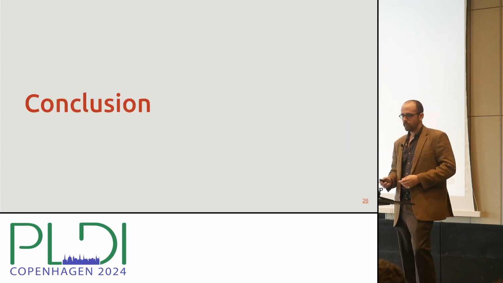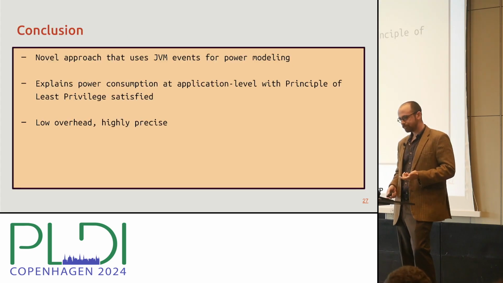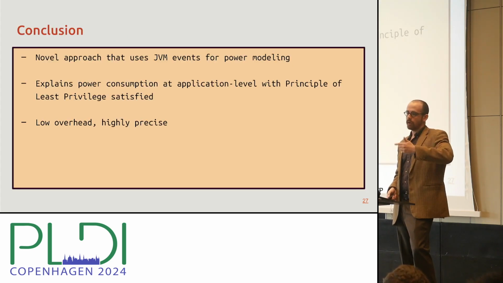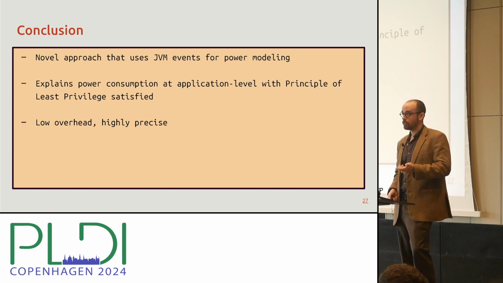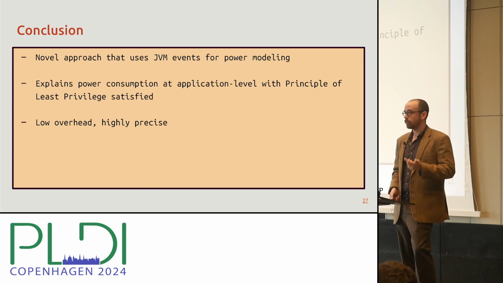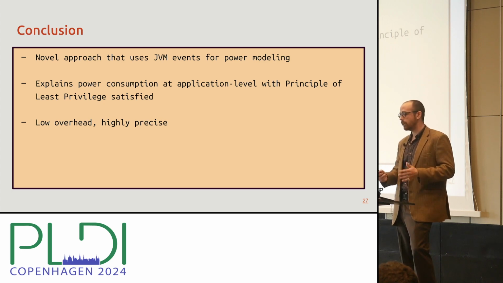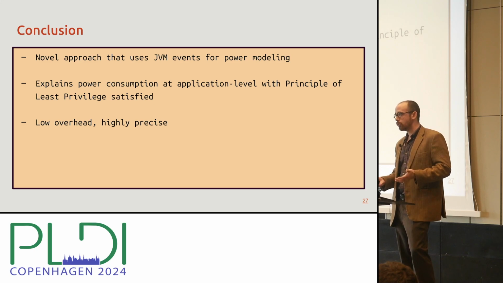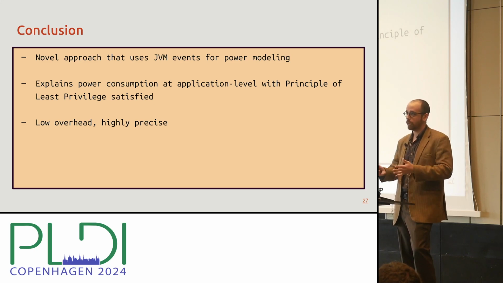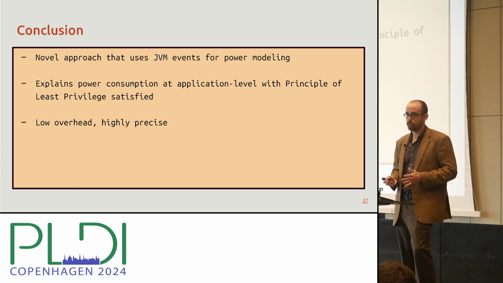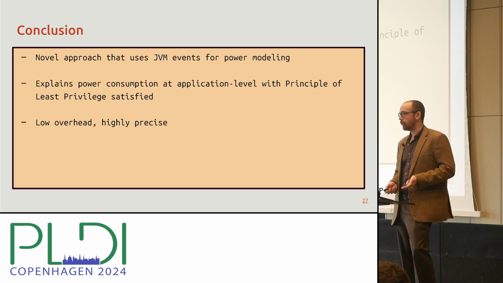So in conclusion, VESTA provides a novel approach that uses JVM events for power modeling. It explains power consumption at the application level, and it manages to satisfy the principle of least privilege, the idea that we're not going down and looking at hardware performance counters outside of the scope of the application itself. We're just looking at information that can be gleaned from the runtime and from the application. It's low overhead and highly precise, exactly what you want from a power model.